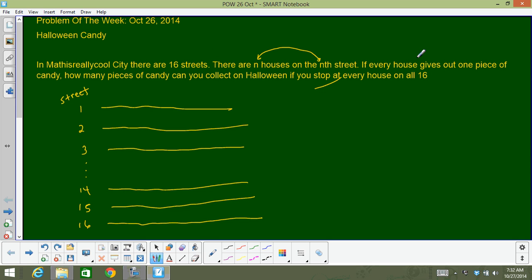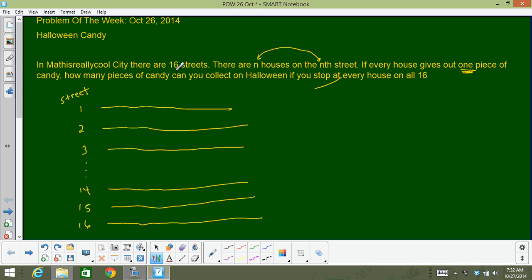Okay. If every house gives out one piece of candy, all right, see the comma? All right, you stop at the punctuation. When you're reading a math, a science word problem, stop at punctuation. It slows you down. It helps you think about and digest what information you need to use. So every house gives you one piece of candy.